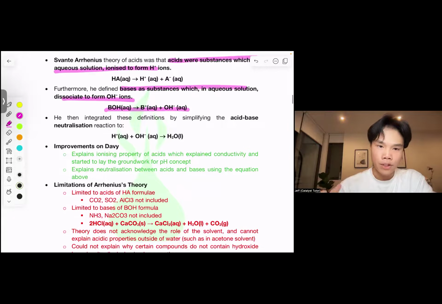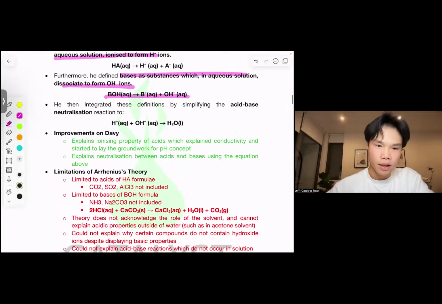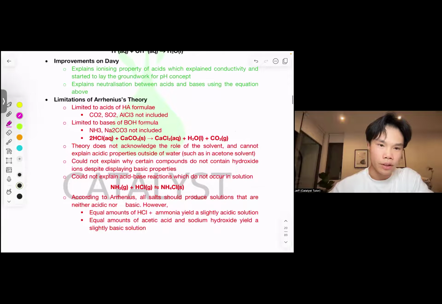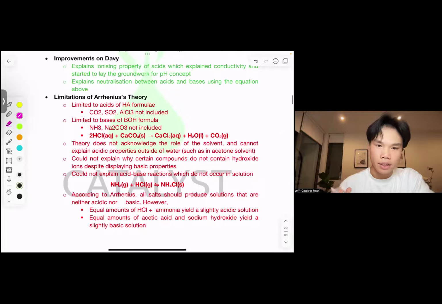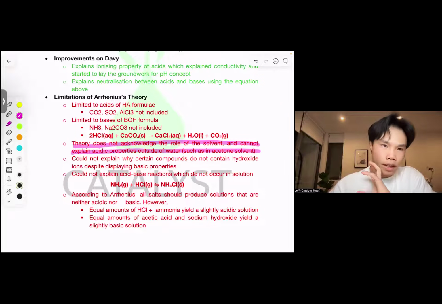It improves on Davy because it talks about the ionizing property of acids, which for the first time explains conductivity of acids and also lays the groundwork for why pH works, and also explains neutralization. But there are many limitations. So the main ones are that it doesn't acknowledge the role of the solvent, and you cannot explain acidic properties outside of solution. Everything in Arrhenius has to happen in solution.